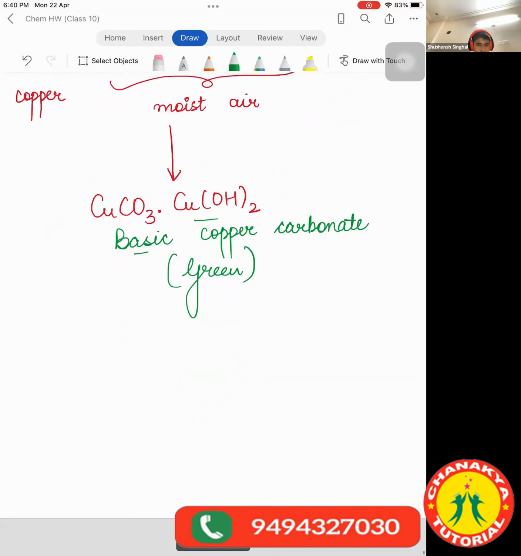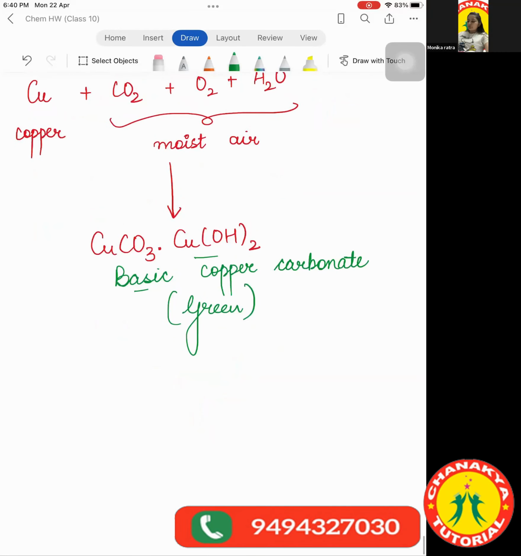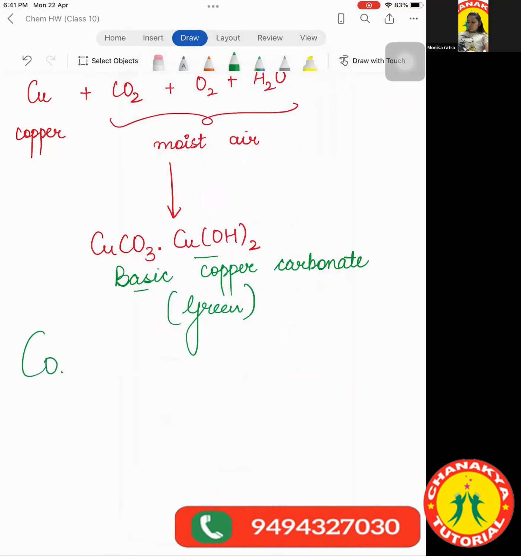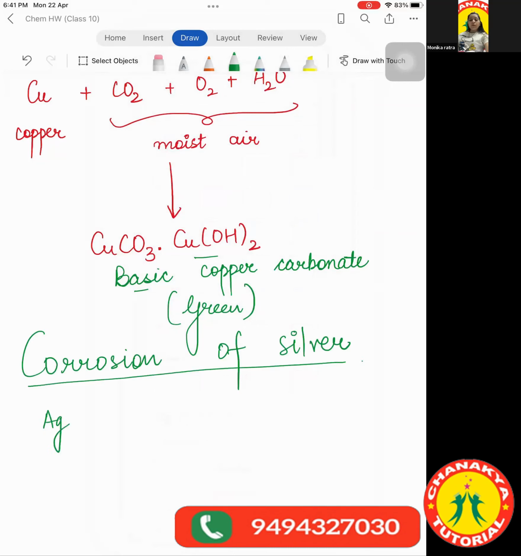Yes. Lastly, we have the corrosion of silver. Now, what happens in the corrosion of silver? You must have heard from your parents, or you must have seen also, that if you are wearing silver for a long time, after some time it turns black. That is because of the corrosion of silver.